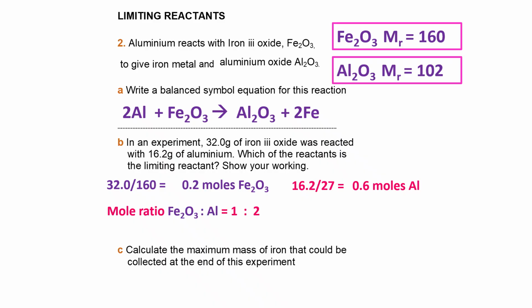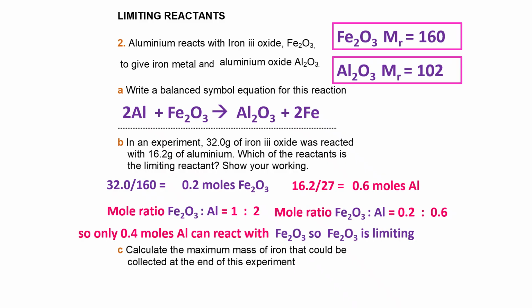Mole ratio of iron oxide to aluminium is 1 to 2. The one we've got is 0.2 to 0.6. So clearly your iron oxide is going to be used up and your aluminium is going to be in excess. Only 0.4 moles of aluminium can react with it, so iron oxide is limiting.